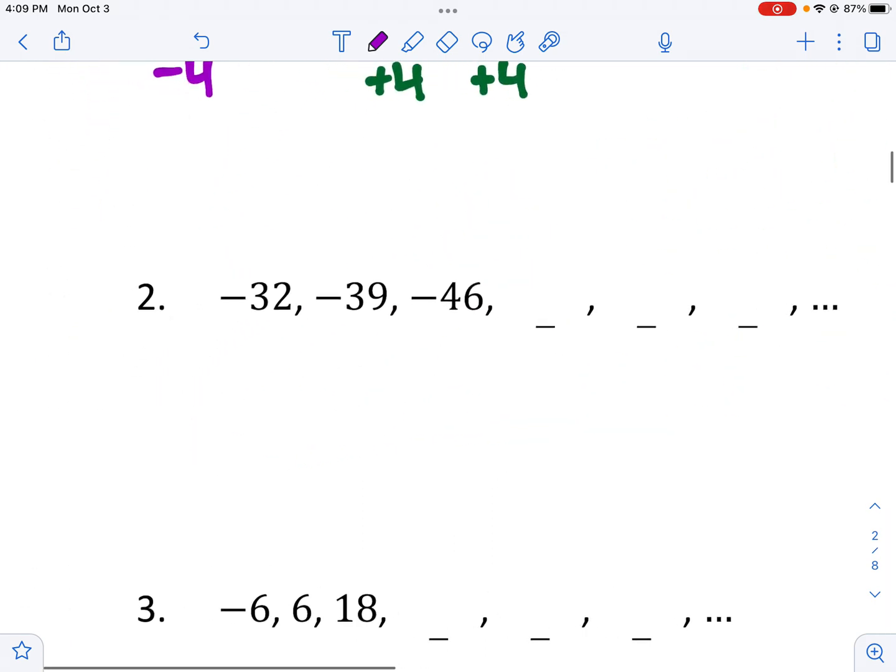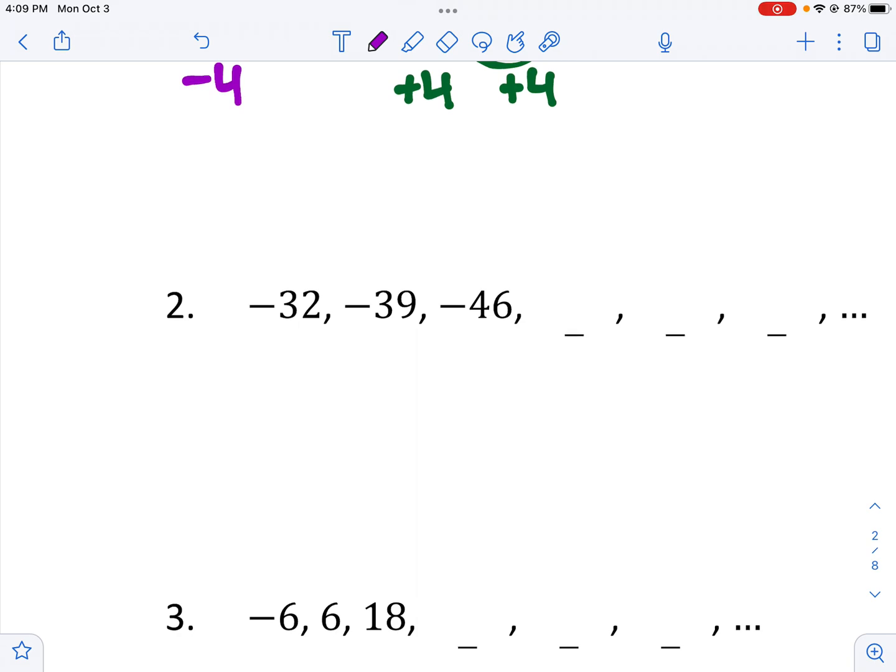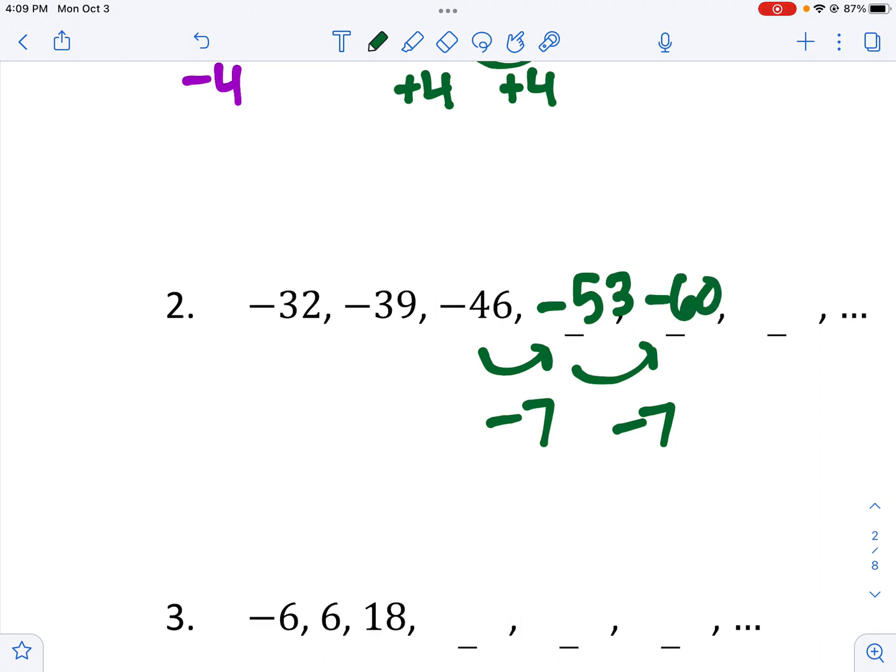All right, the next one seems to be going down. Again, it looks arithmetic to me, so I'm just going to take any number, negative 46, and subtract the one before it, so negative 46 minus negative 39. It looks like we're subtracting 7 each time. So negative 46 minus 7 is negative 53. Minus 7 again, negative 60, and negative 67.